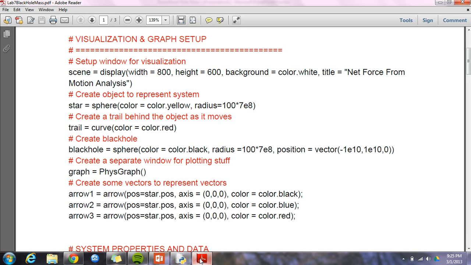So if we look at our code, here we have 3 arrows, and these arrows will be representing the net force acting on the star, which is in black, and then the parallel force acting on the star will be in blue, and the perpendicular force acting on the star will be in red.